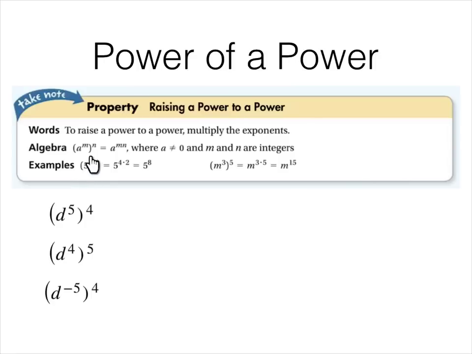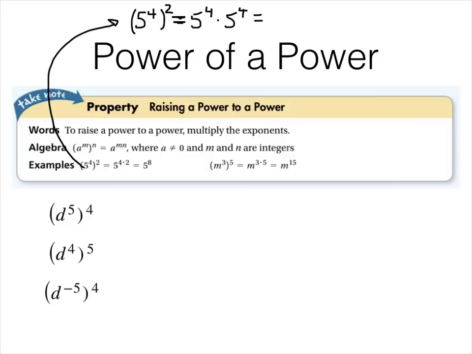5 to the 4th, the quantity squared, is 5 to the 4 times 2, or 5 to the 8th. Now, real quick, let's look at why that's working. 5 to the 4th, the quantity squared, is 5 to the 4th times itself. So I have this, right? We'll go back and think about your rule in the previous slide. 5 to the 4th times 5 to the 4th is 5 to the 4 plus 4. Well, that's the same thing as saying 2 times 4. 4 plus 4 and 2 times 4 are the same thing. And that's why this works.